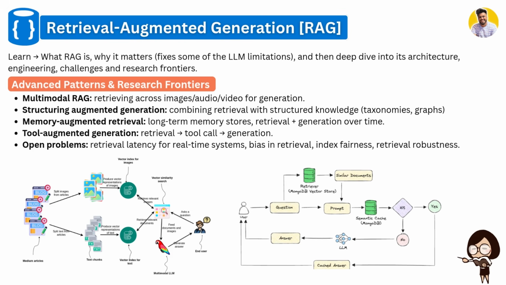If you have time, you can also research the open problems of the retrieval latency for real-time systems, along with the bias in the retrieval, the index fairness, or the retrieval robustness as well. These are the major problems that are faced in RAG-based generative AI systems as well. Okay, these topics help you understand the actual engineering problems at scale better than ever.